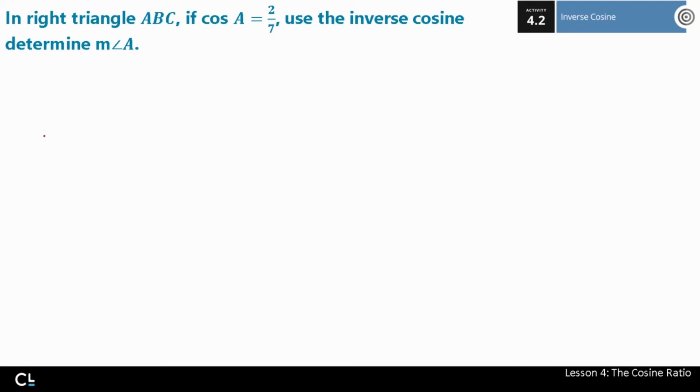It says we have a triangle ABC. I'm just going to sketch it out, right? So it's going to be something like, let's just say, like this. Let's say that's my triangle, right? A, B. B is my right angle. C is here, right? It says the cosine of A is 2 over 7. I'm going to rewrite that here. Cosine of A, 2 over 7.